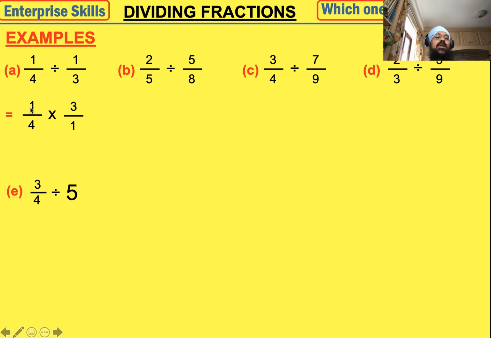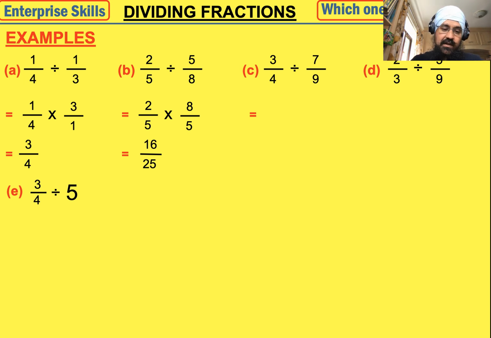Now all you do is you multiply as it is. So 3 times 1 is 3, 4 times 1 is 4. Okay, so let's do the next one. We'll keep 2 over 5 as it is. You will change the sign from divide to multiply, and you will flip the fraction to 8 over 5, and then you just multiply. 2 times 8 is 16, and 5 times 5 is 25. So do have a go at the next two and see if you can do it yourself, please.